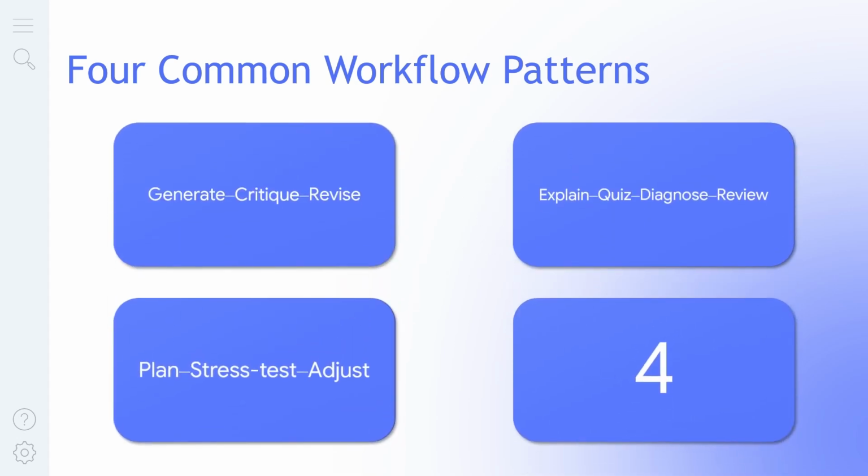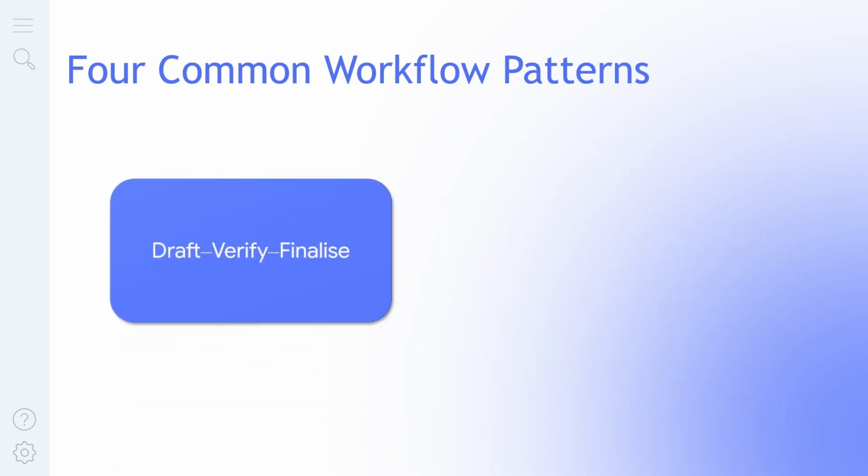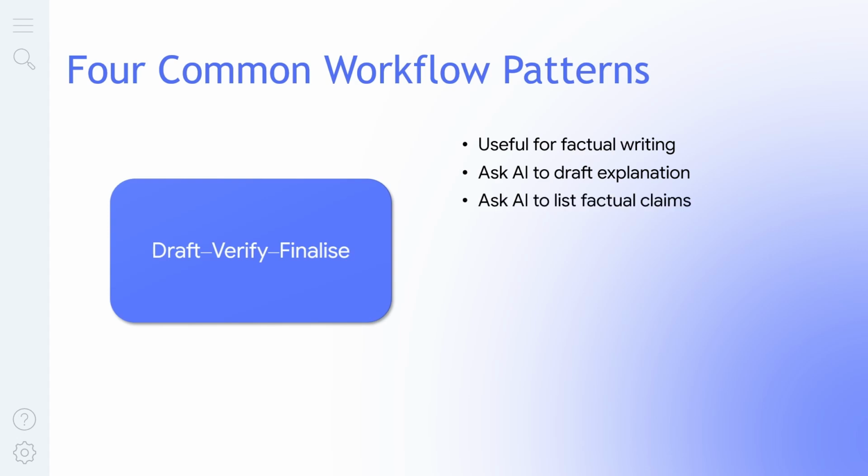The fourth is draft, verify, finalize, for factual writing. Have the AI draft a short explanation, then ask it to list every factual claim that needs verification, and revise the explanation using only what you've actually verified. This is the verification habit from Unit 3, built directly into a process.